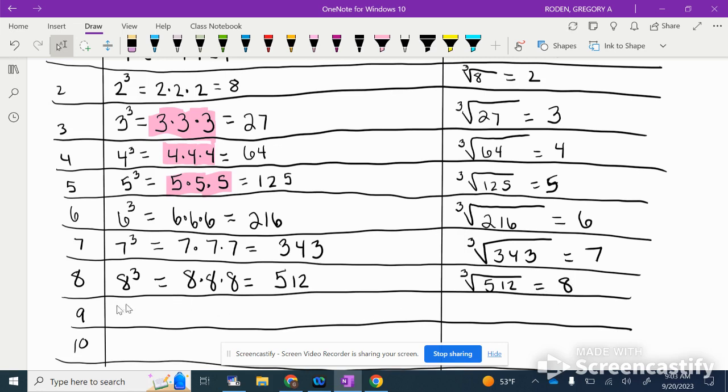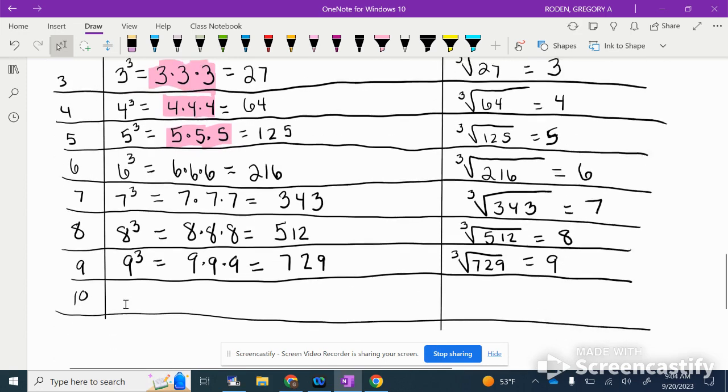Now, not the last one. 9 cubed is equal to 9 times 9 times 9. What's that, Mrs. Galler? 729. So the cubed root of 729 is equal to 9.